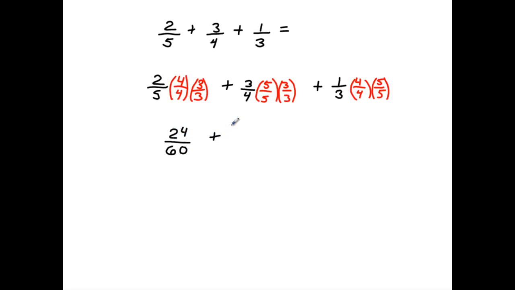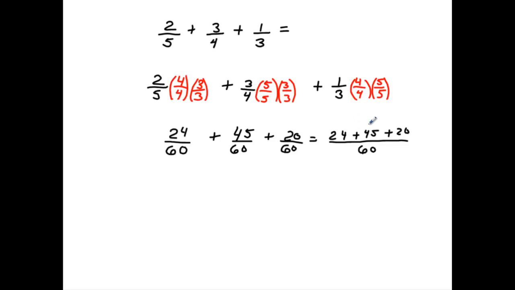And then you come over here. 3 times 5 is 15. Times 3 is 45. And here you have 20 over 60. And remember, that's the same thing as doing this. 24 plus 45 plus 20 all over 60.